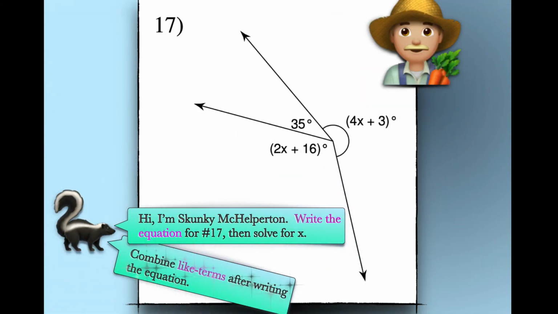Number 17, that is a complicated looking equation, but write the whole equation. And then the Skunky McHelperton helps you with the idea to combine the like terms after you write the equation. And it will be much smaller, much more simple to solve. But there's 3 terms there, and they'll total up to equal something. Make sure you get that equation right and ask for assistance as needed.